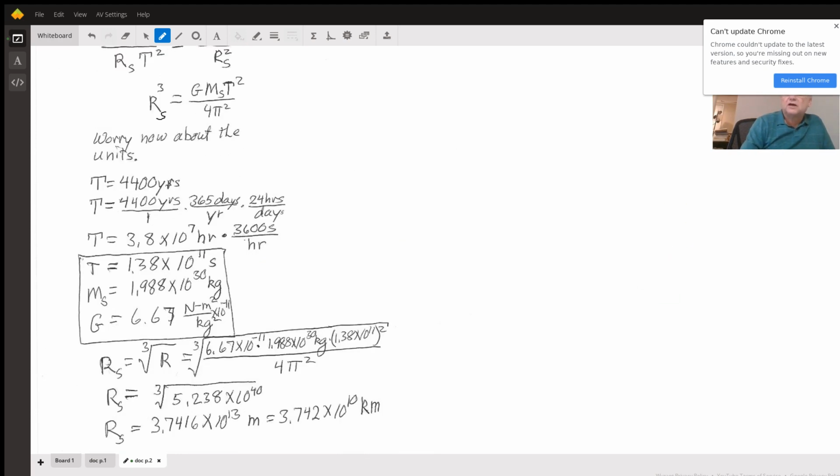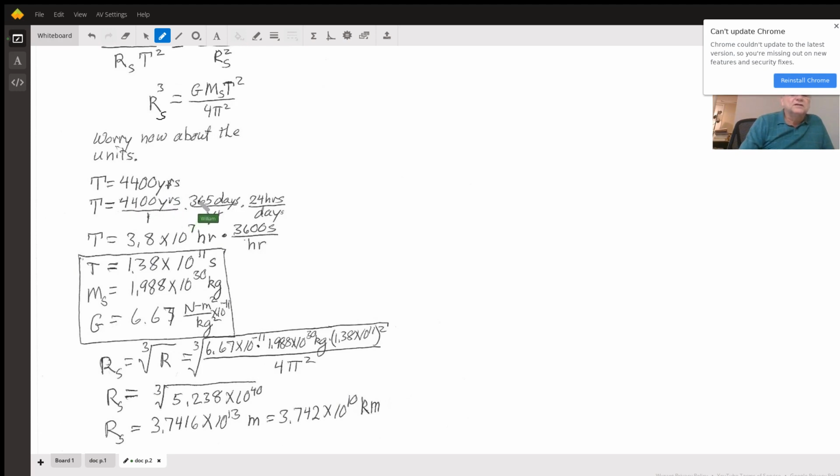Check it out. Now, one thing you have to worry about here is the units. The time in years is not in seconds, and the G, Newton meters squared per kilogram squared, is in the Newton system, which is in seconds.